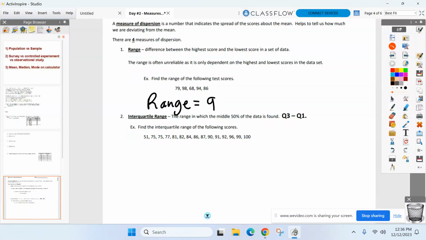Highest is 98, and lowest is 68. So 98 minus 68 gives you 30. Okay, so there's my range for this.